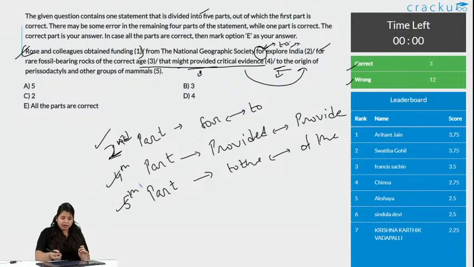Which part is error free? Obviously, the third part, that is option B, the correct answer. Yes, Naganuri, option B is the correct answer.